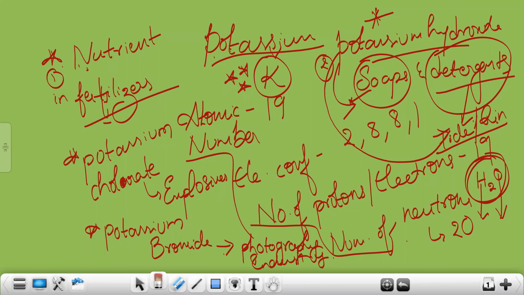So now, what are the uses of potassium? Ma'am, potassium is used as a major nutrient in fertilizers. Potassium hydroxide is used in soaps and detergents, ma'am. Potassium chlorate is used in explosives, bombs. Potassium bromide is used in the photography industry. Okay, right.